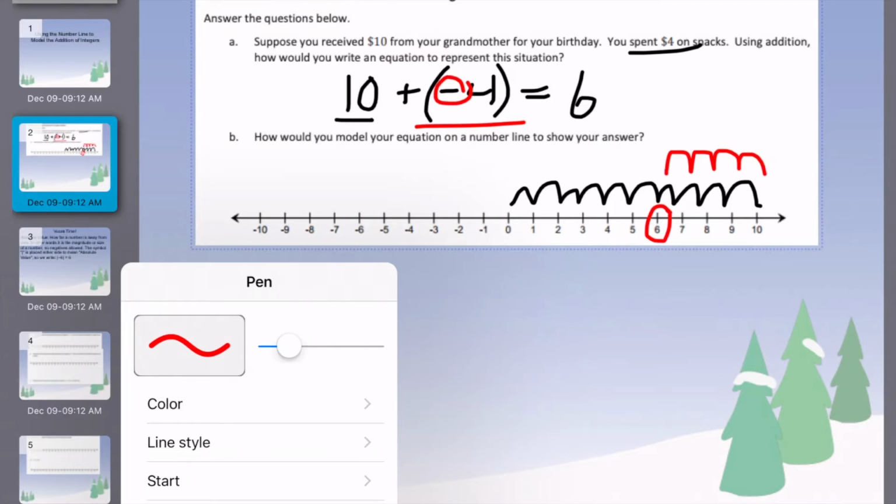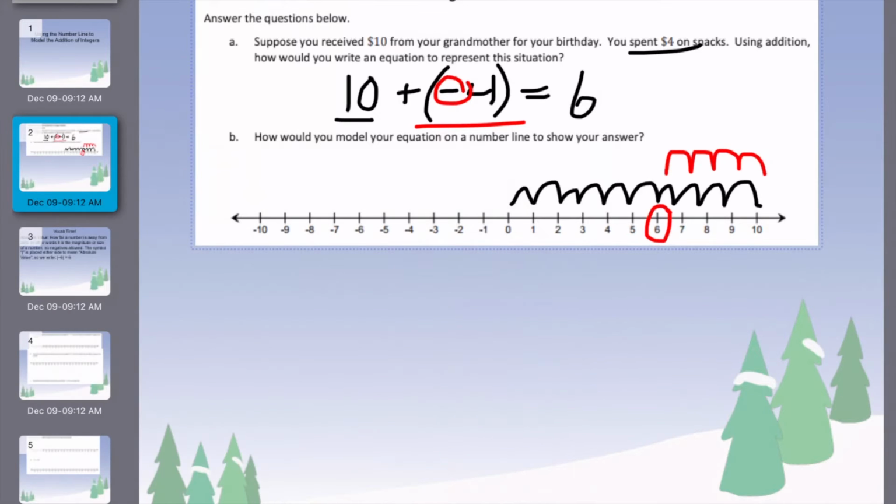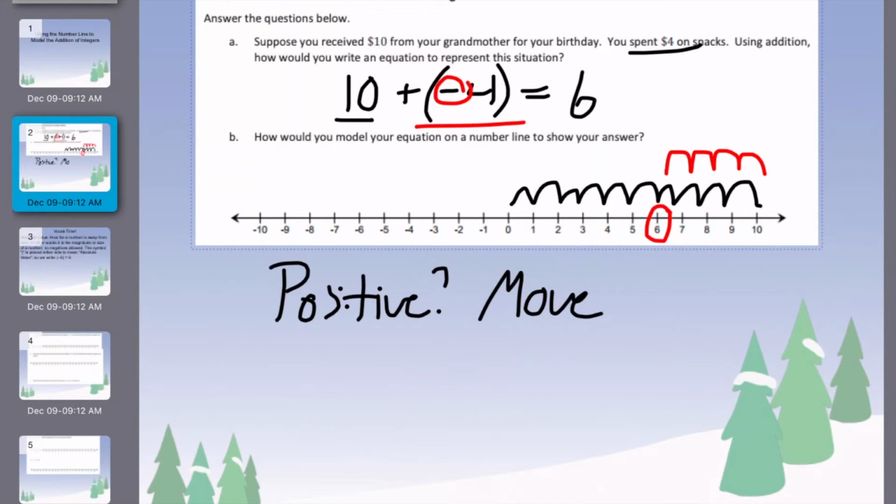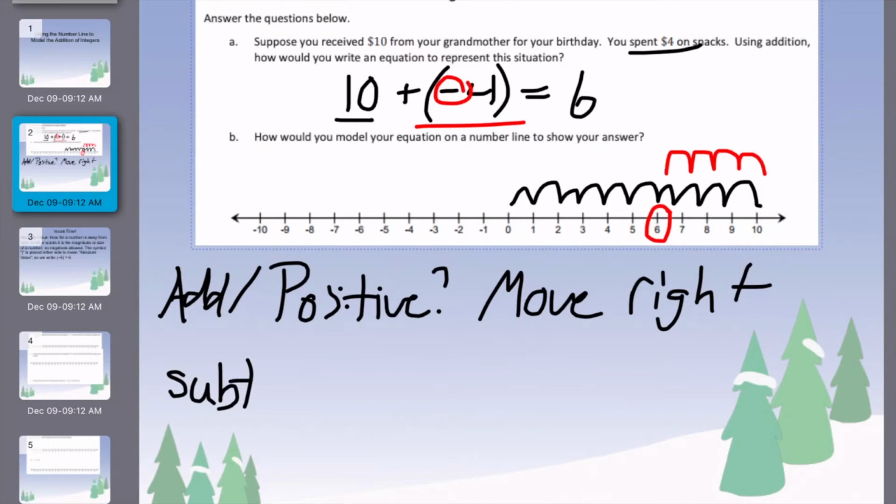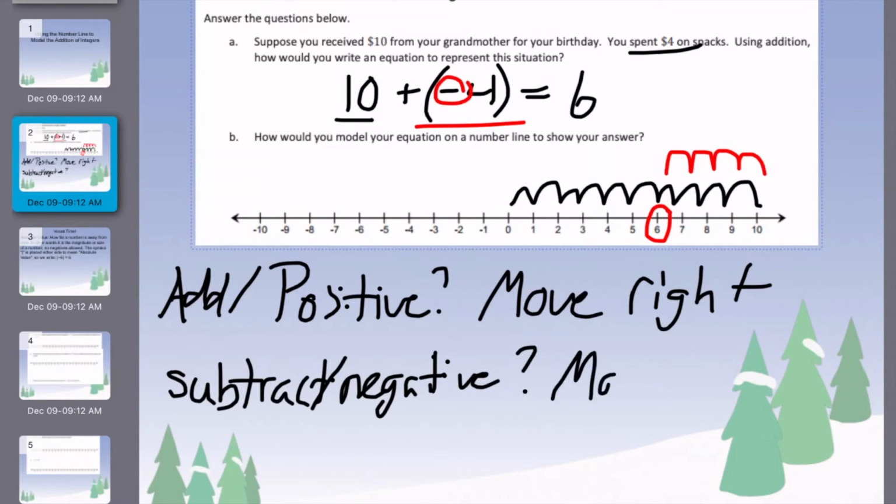Okay, so let's write here: positive, move right. Positive slash add. Add slash positive. Subtract slash negative. Move left. So that's going to help you out.